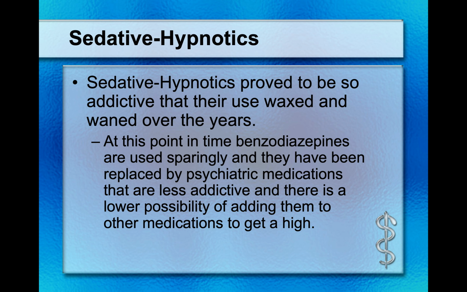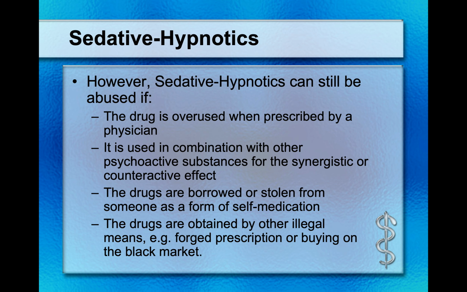At this point in time, benzodiazepines are used sparingly and they have been replaced by psychiatric medications that are less addictive, and there is a lower possibility of adding them to other medications to get high. However, sedative hypnotics can still be abused if the drug is overused when prescribed by a physician. It is used in combination with other psychoactive substances for the synergistic or counteractive effect. The drugs are borrowed or stolen from someone as a form of self-medication. The drugs are obtained by other illegal means, for example, forged prescriptions or buying on the black market.